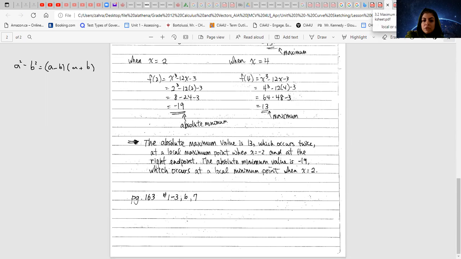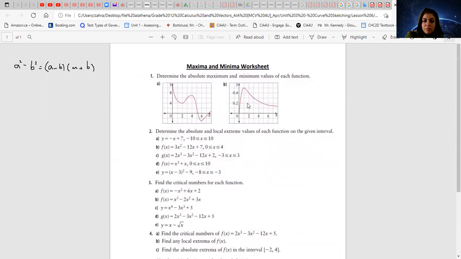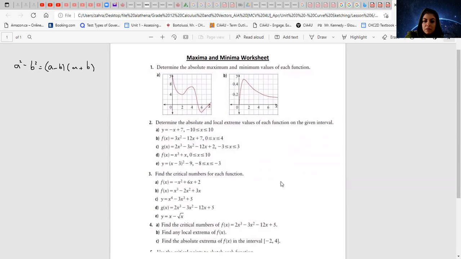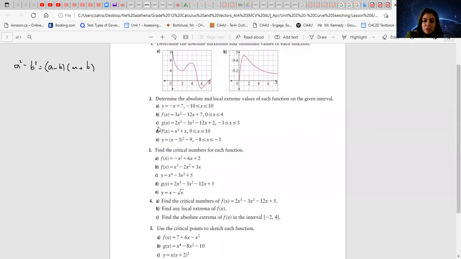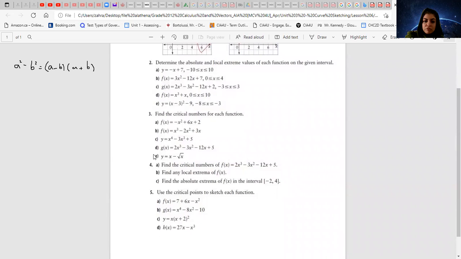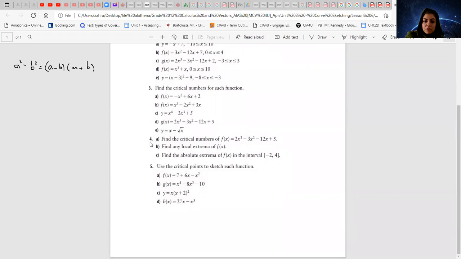So the worksheet you do is question number 1, question number 2, D, question number 3, E, question number 4, and question number 5, B.